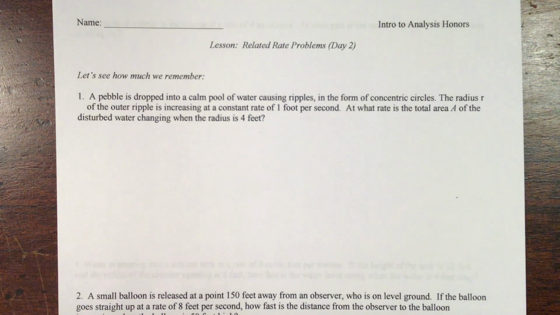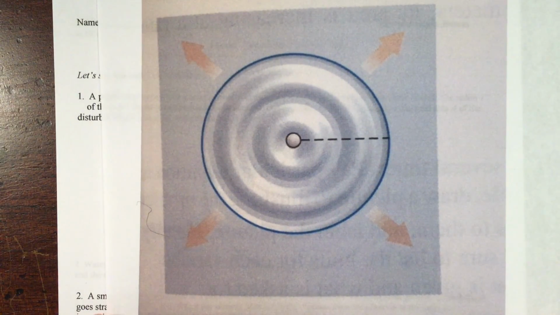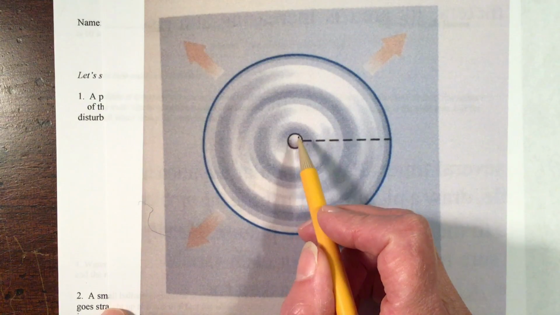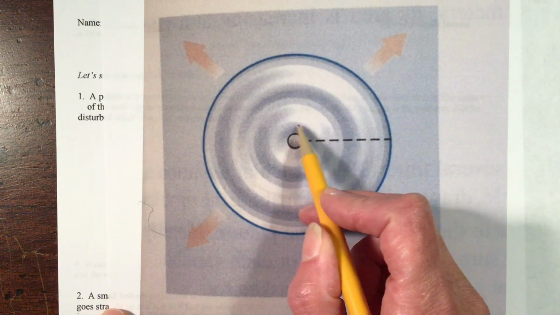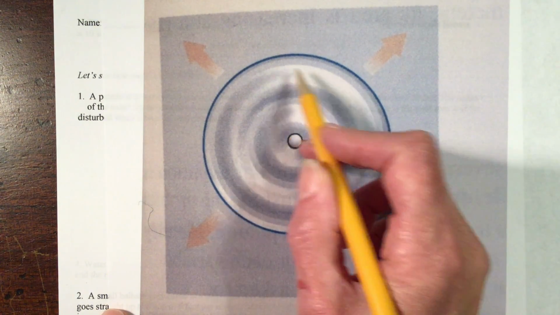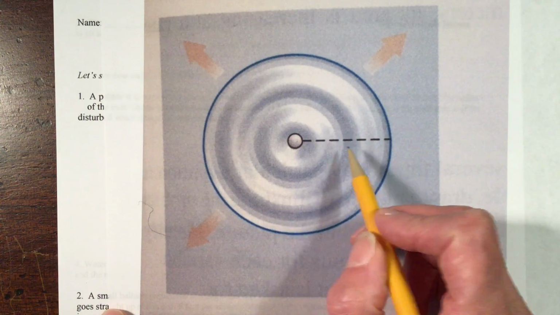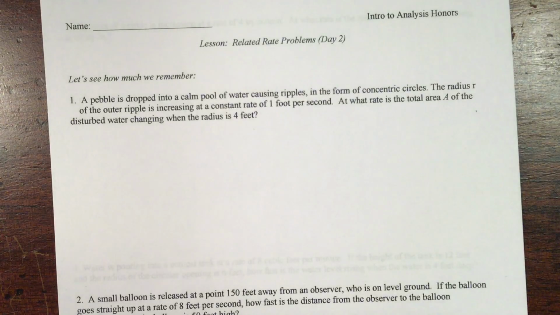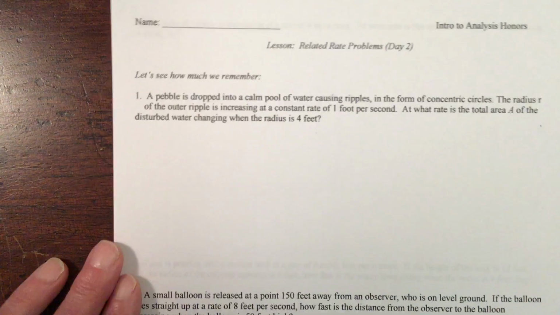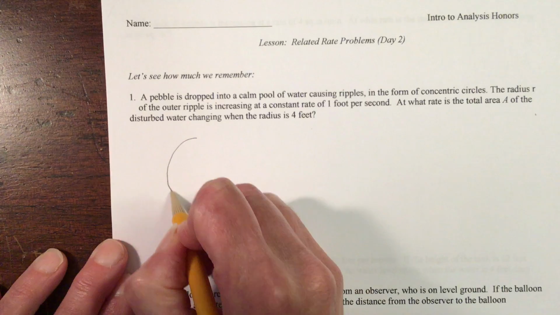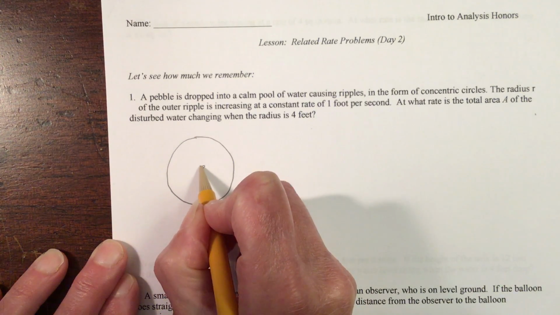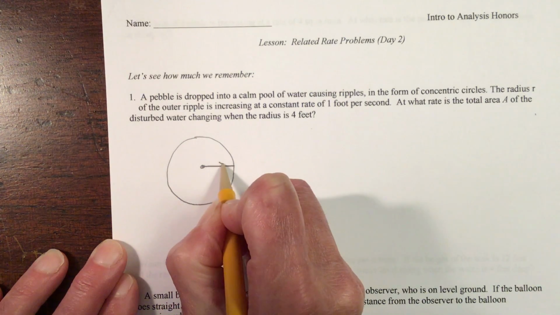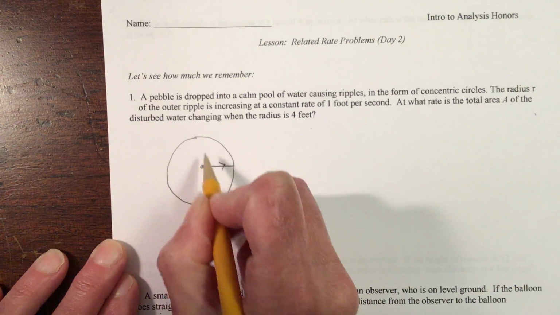Okay, so if you forgot what the word concentric means, I have a little picture here. So imagine this is your pebble or your rock, whatever, and here are your circles going out. So basically, we want to know, okay, I'm going to take away my little picture here. Our radius is going out, right? Our concentric circles.